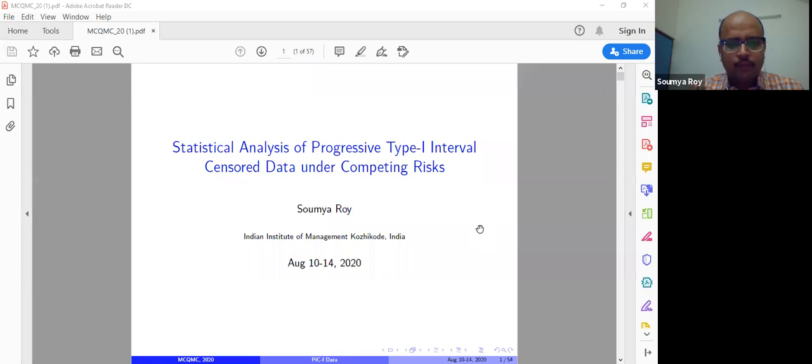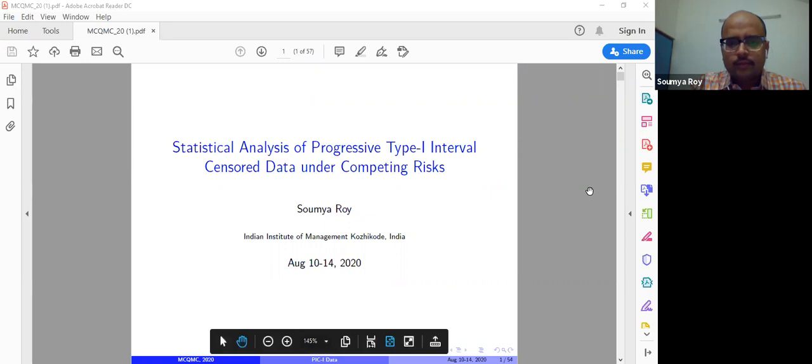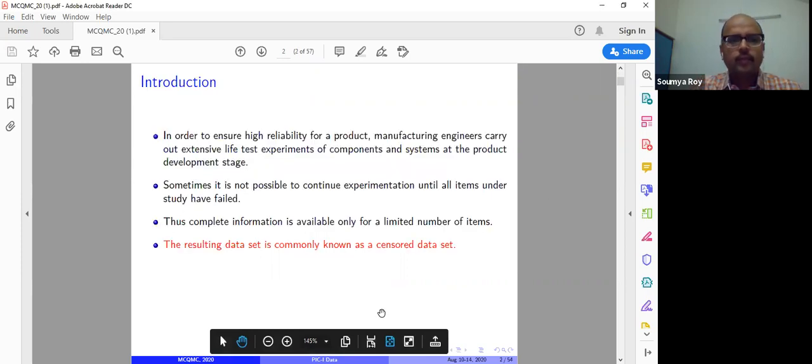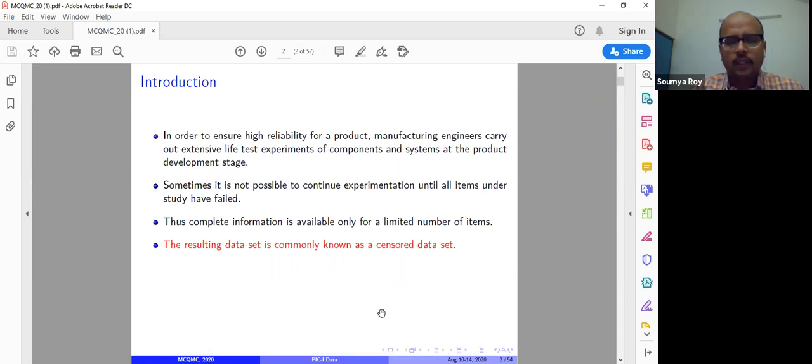Before I proceed, I'll quickly introduce the censoring schemes. And why do we need censoring schemes? As we know, in today's world, the industry must maintain the reliability of the products at a very high level. But in order to ensure the high reliability of the products and the systems, industries must carry out life test experiments of components and systems at the product development stage.